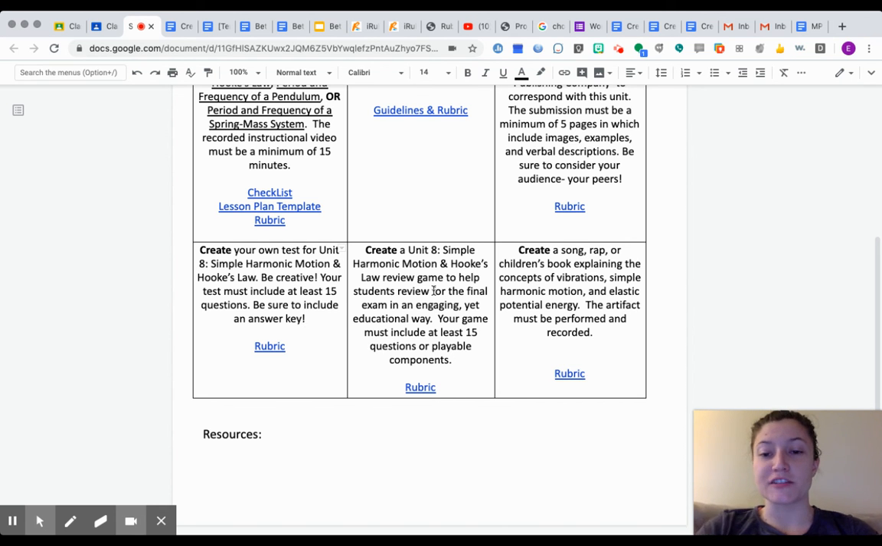Your last option is to create a song, rap, or children's book. Okay, so this last option, you will be explaining the concepts. Okay, the concepts of vibrations, simple harmonic motion, and elastic potential energy. So you must explain those concepts in either a song, rap, or children's book. Okay, you will create the artifact, whether it's a song, rap, children's book, and you will record your performance. Only I will see it. Okay, and there's a rubric attached for that as well.